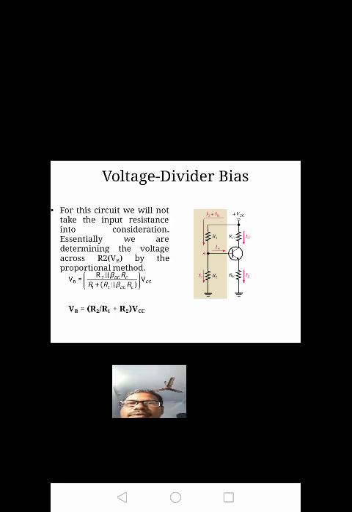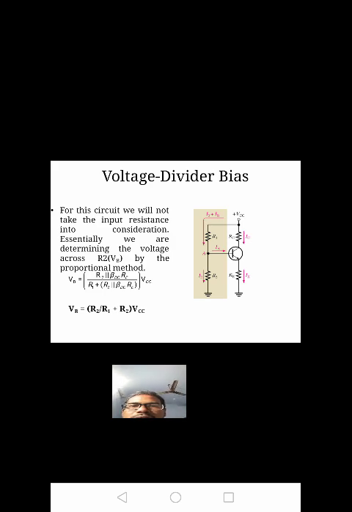For this circuit, we will not take the input resistance into consideration. Essentially, we are determining the voltage across R2, VB, by the proportional method. VB is equal to R2 in parallel with beta DC times RE, divided by R1 plus R2 in parallel with beta DC times RE. Why? Because in the last slide we observed the load is in parallel with R2. That's why the parallel operation will be done.